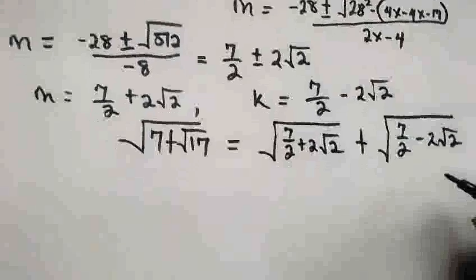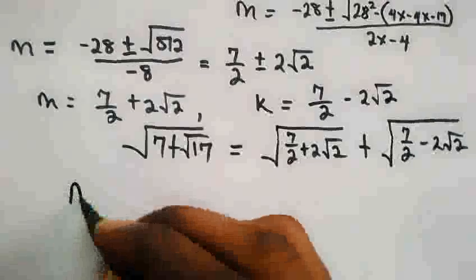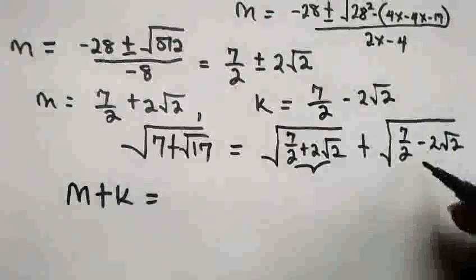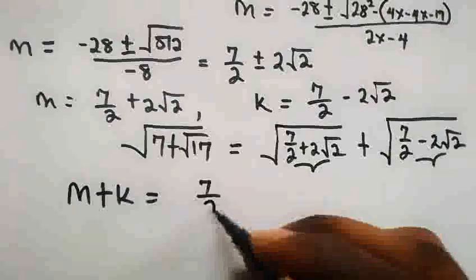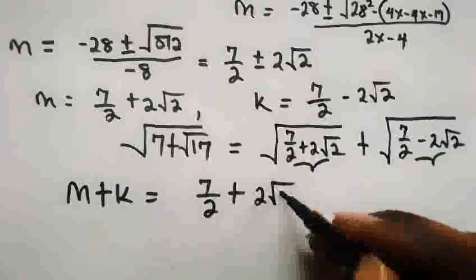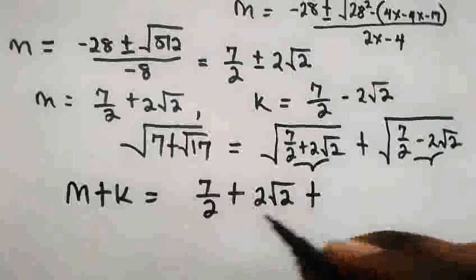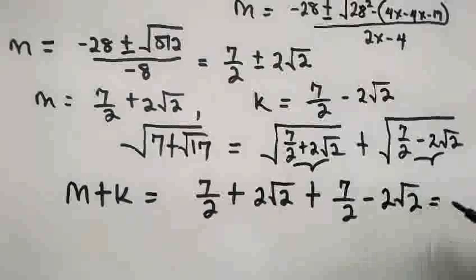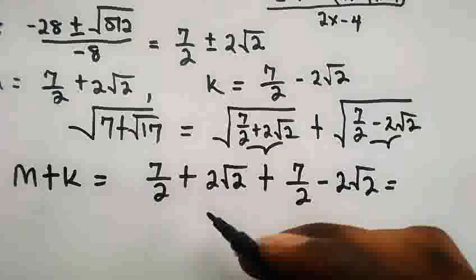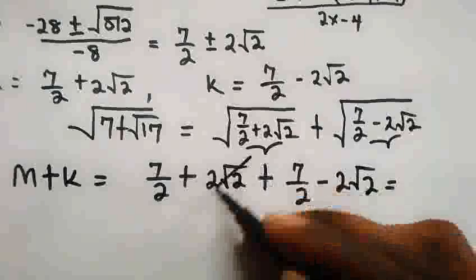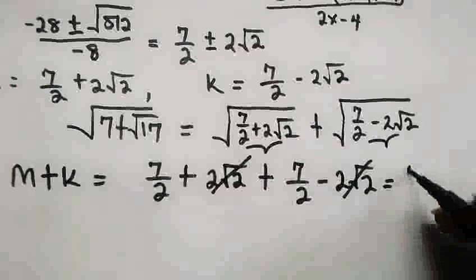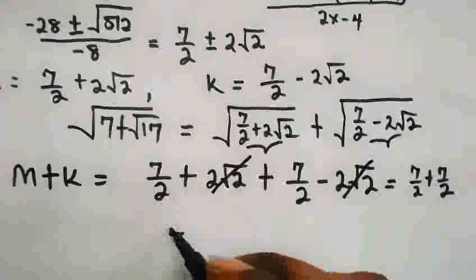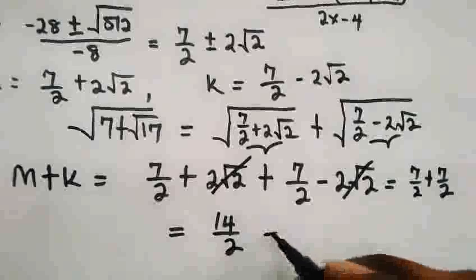Okay, now our major task is to prove that m plus k is equal to 7. Here we have this as m and we have this as k. So we have 7 over 2 plus 2 square root of 2, then plus k, 7 over 2 minus 2 square root of 2, and this is giving us 7 over 2 plus 7 over 2. The 2 square root of 2 and this square root of 2 cancel out, so we have 7 over 2 plus 7 over 2, and this is equal to 14 over 2, which is equal to 7.